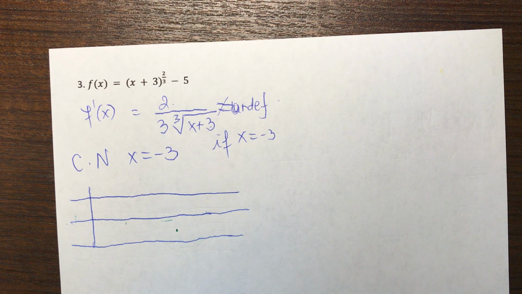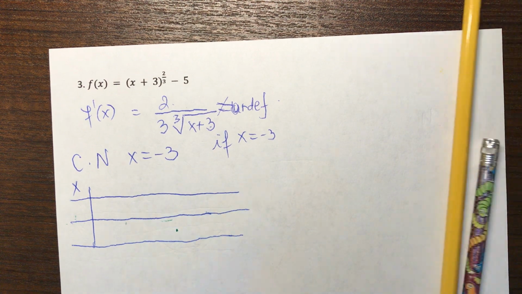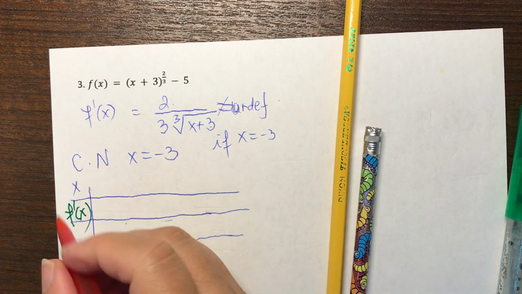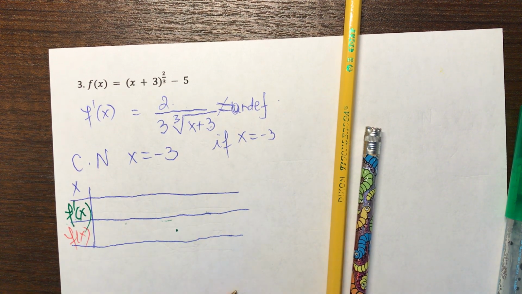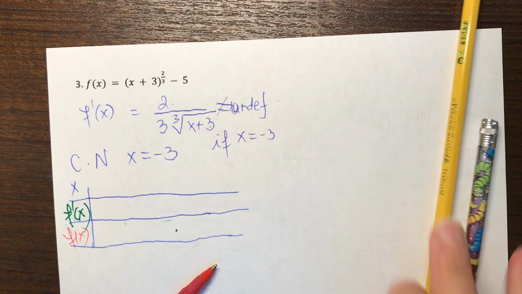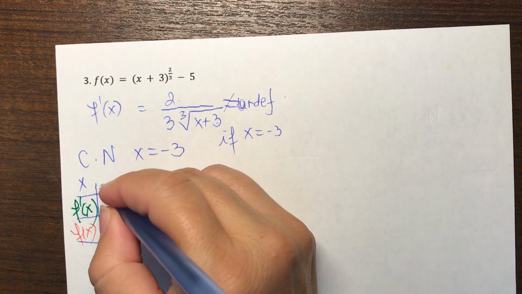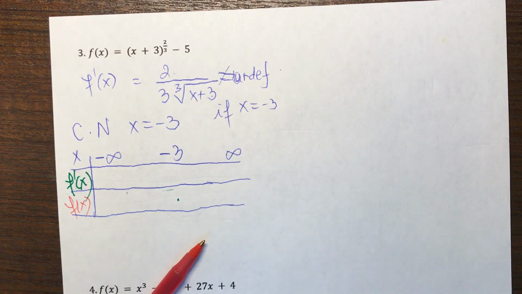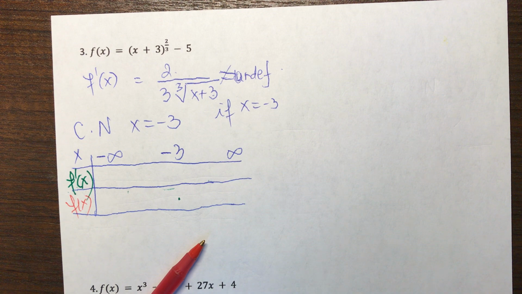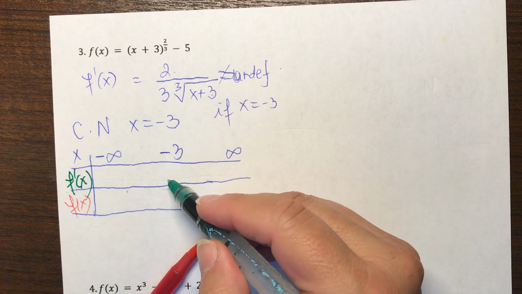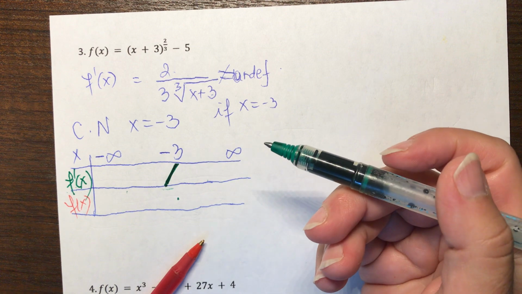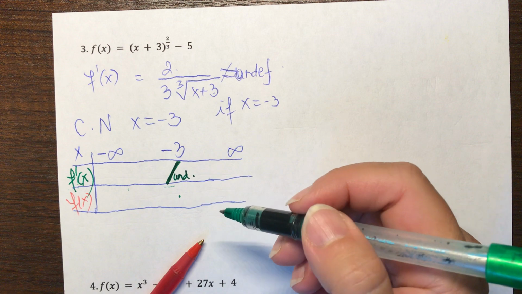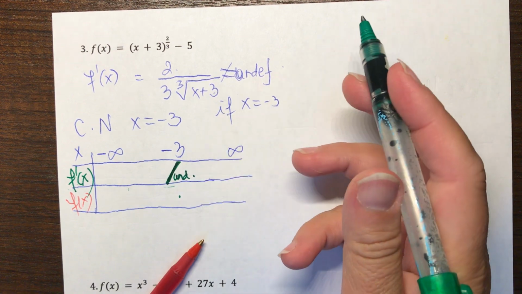So here it is, the x, f prime of x, and f of x. Where are the x values? Negative infinity to positive infinity, and -3 was my critical number. What do we know about the derivative at -3? We know that it's undefined. So I'm not going to put a 0. You can put a bar or you can write undefined. It's up to you. I'm just going to put a bar as in it doesn't exist.